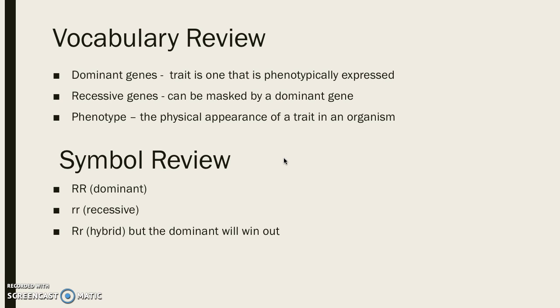A few symbol reviews that we're going to be using within the squares. Capital letters stand for the dominant gene. This example shows R's, but in our squares we'll be using B because brown and blue both start with B. It just makes it a little bit simpler. So anything that's a capital letter is the dominant gene. Anything with a lowercase letter is going to be the recessive gene. If you see a capital letter and a lowercase letter next to each other, it's considered a hybrid gene, but the dominant gene will win out in this case, and you'll see a couple examples of this in a second.